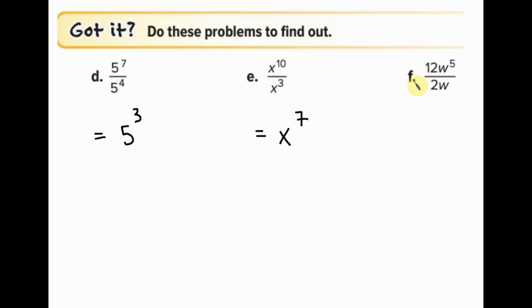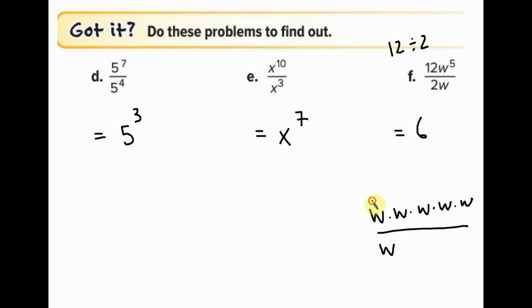Now, part F, when you are dividing with a number in front of the variables, you will be using the same operation as what is shown for the coefficients. When I have 12 over 2, this is the same as when you do 12 divided by 2. I will get 6, where you have w to the 5th power over w. So if you had w 5 times over 1 w, these are the only pair that they can reduce. So you will still have w to the 4th power, and that's going to be my answer.